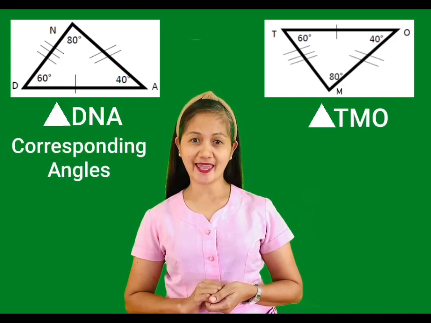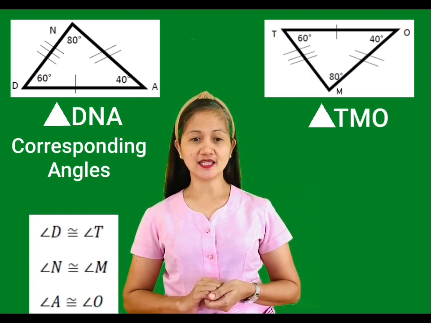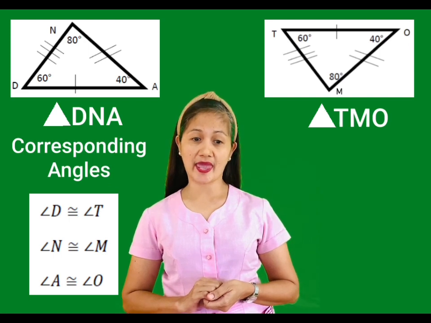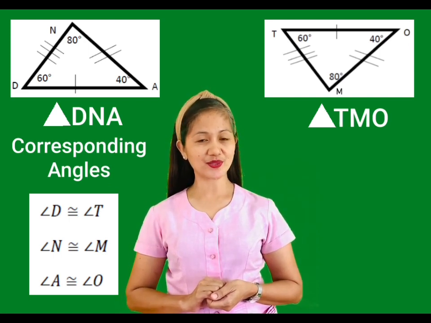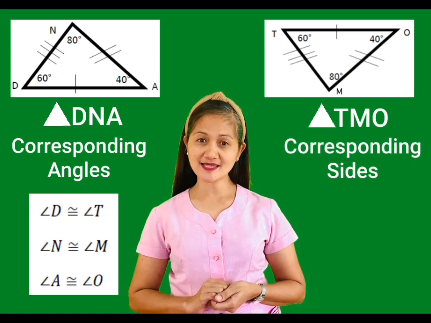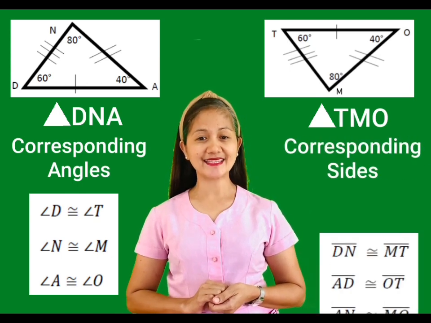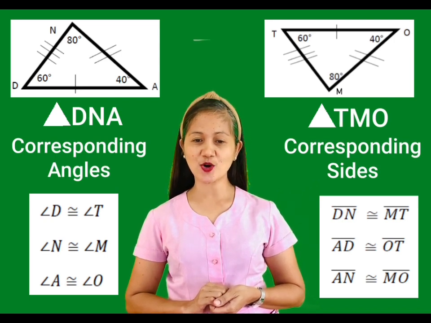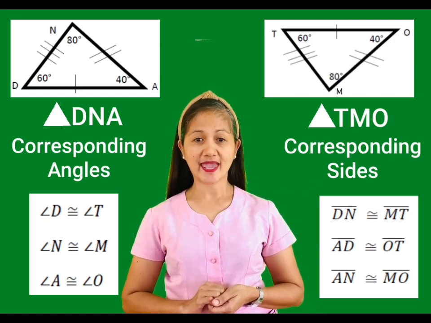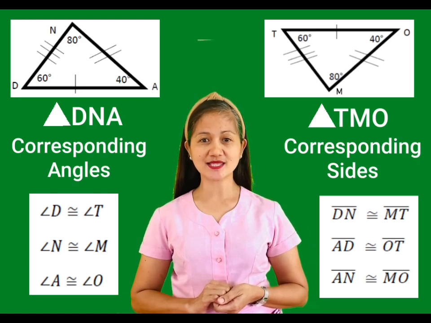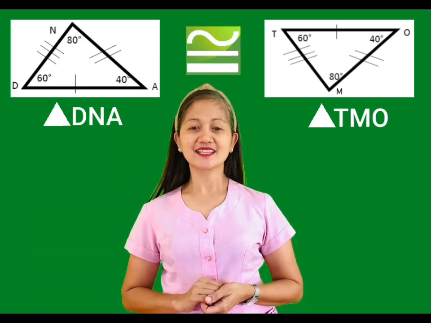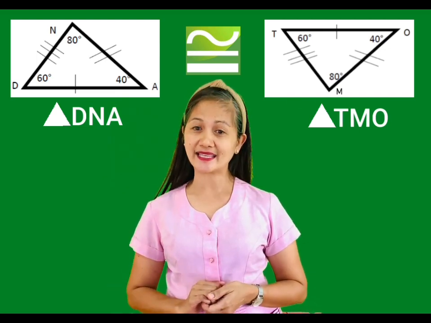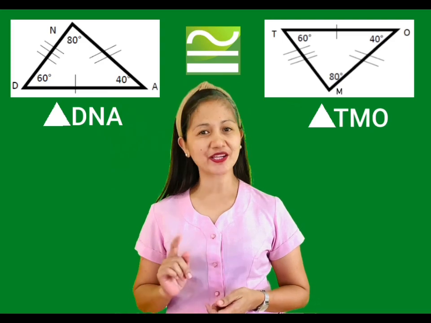For corresponding angles, we have angle D is congruent to angle T, angle N is congruent to angle M, angle A is congruent to angle O. For corresponding sides, we have side DN is congruent to side MP, side AD is congruent to side OP, and side AN is congruent to side MO. Therefore, the two triangles are congruent. Thus, we have triangle DNA is congruent to triangle TMO.